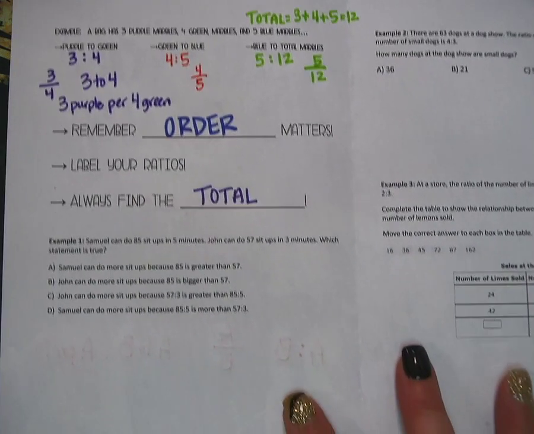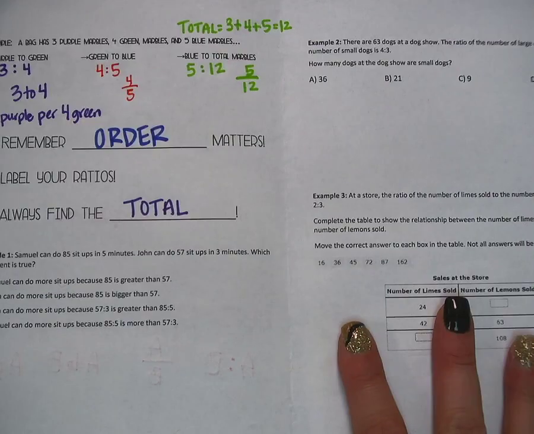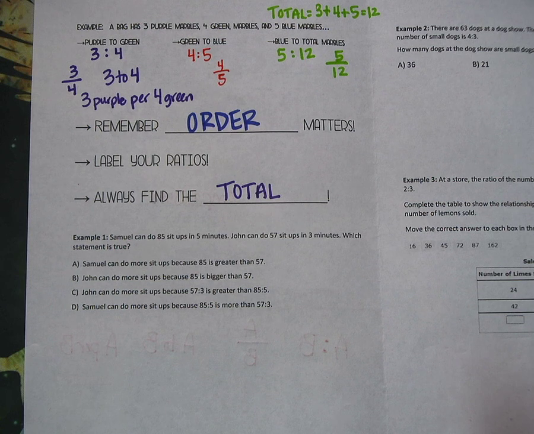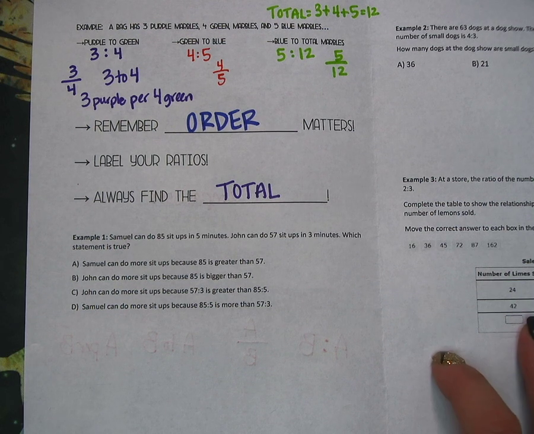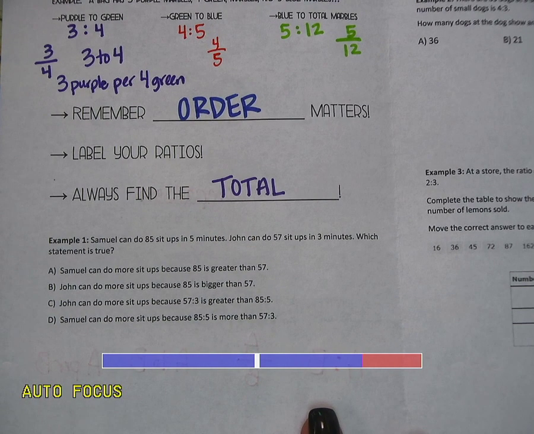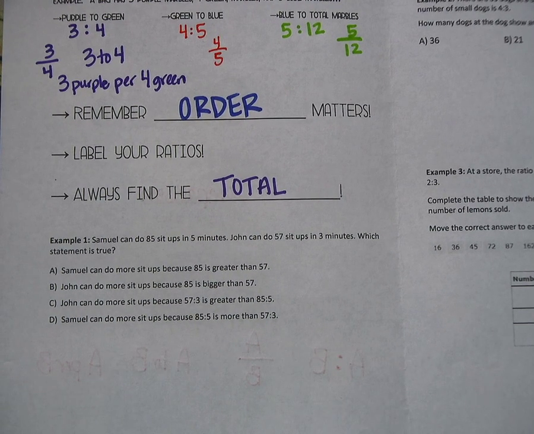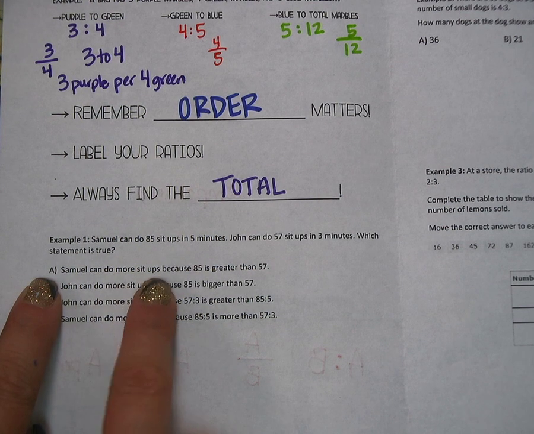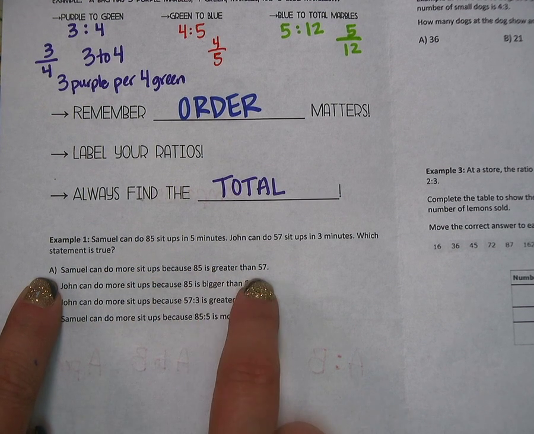So there are some different ratio situations we're going to talk about. These are 3 different ones from STAAR, and they're all solved a little bit differently. So I'm going to show you all the different ways. The first one says, Samuel can do 85 sit-ups in 5 minutes. John can do 57 sit-ups in 3 minutes. Which statement is true?